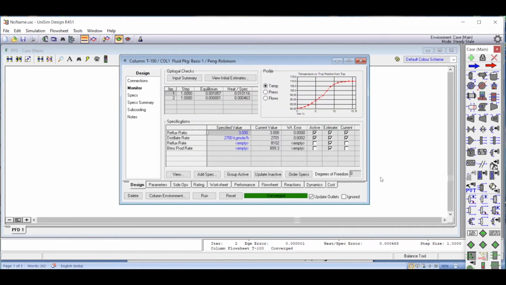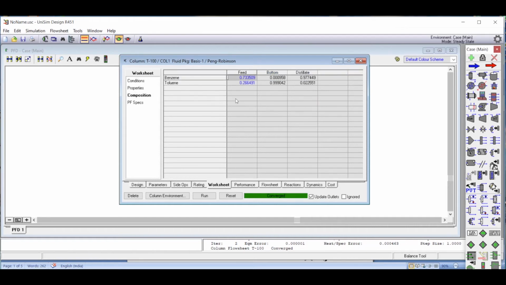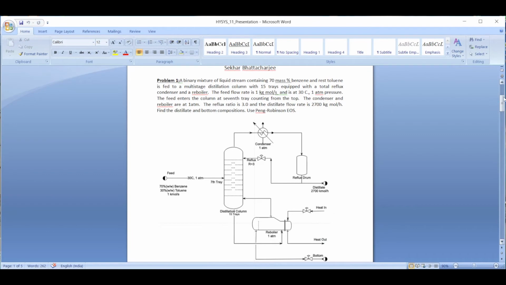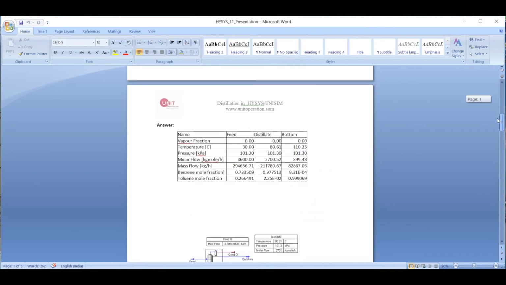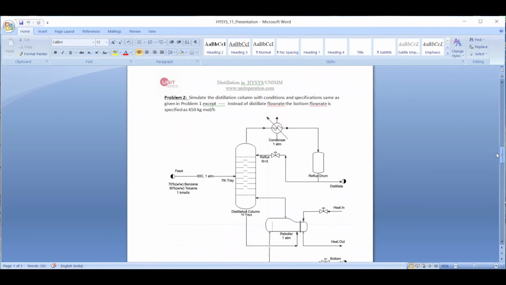So this is my very first problem, and you can just take all the data here. These are all my conditions, and these of course are the compositions. In the second problem, if you see here, that's my answers given for my first problem. I have given you the summary. So why not we go to the second problem?